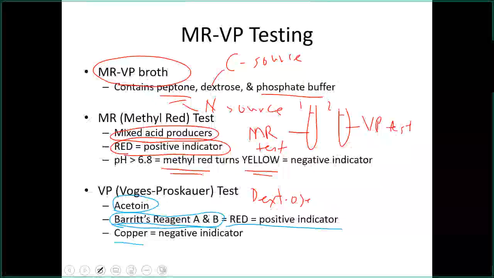If you see a copper color, like the color of a penny that's got a little bit of a patina to it, that's been tarnished a little bit, an old penny, that sort of brownish look, then you know that it's negative for that. And if it was negative for Voges-Proskauer, it's probably positive for methyl red.